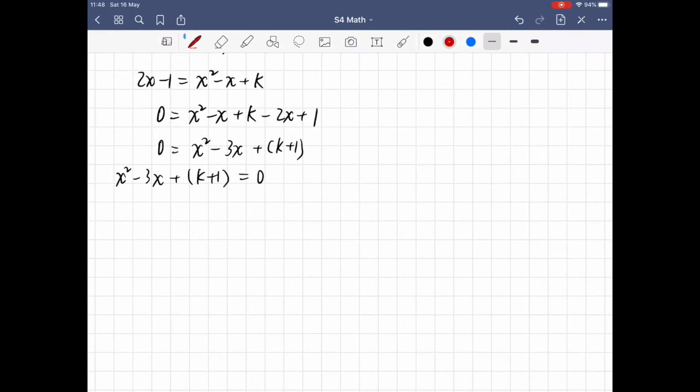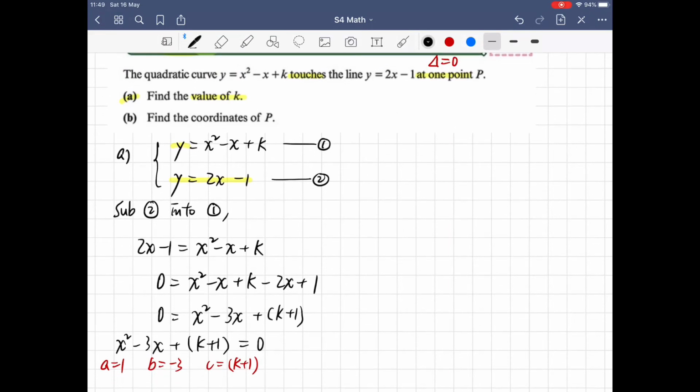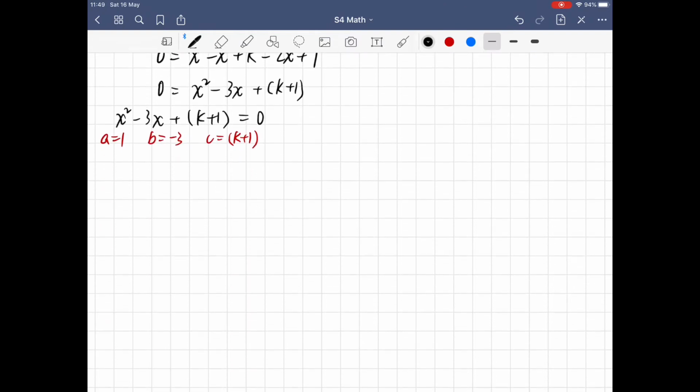We want to use the delta, so we have to find a, b, c. So a equals 1, b equals negative 3, and c equals k plus 1. After finding a, b, c, we can use the information from the question, delta equals 0. So b squared minus 4ac equals 0.